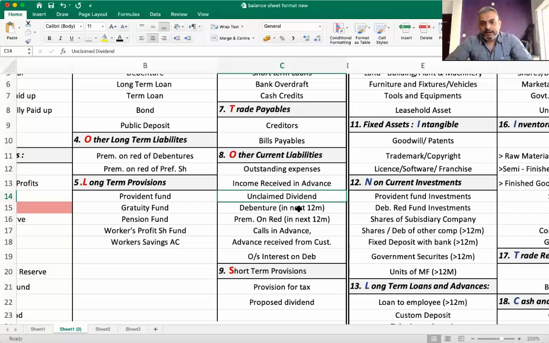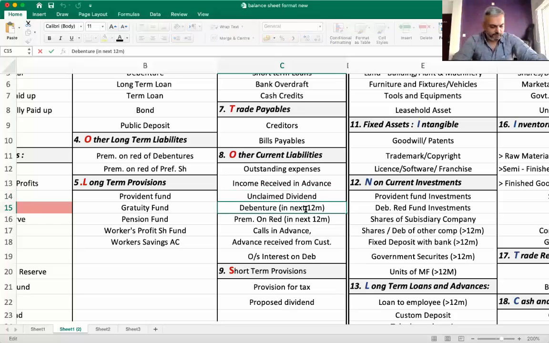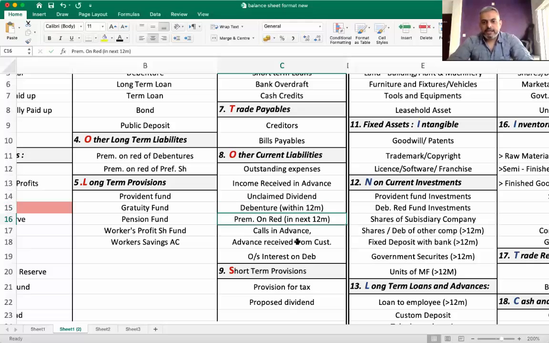Debentures which you have to redeem in the next 12 months, which you have to pay off. Premium on redemption, again, which you have to pay off within 12 months. Calls in advance, anything you have received in advance towards shares, it is a short-term liability. Advance received from customer and outstanding interest on debentures. So these are other current liabilities.